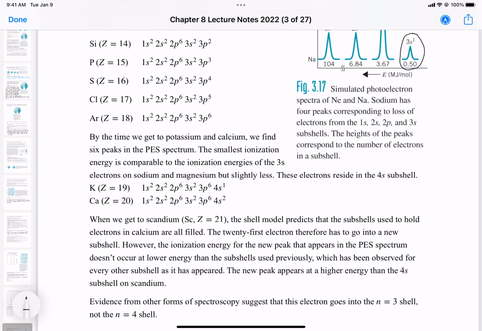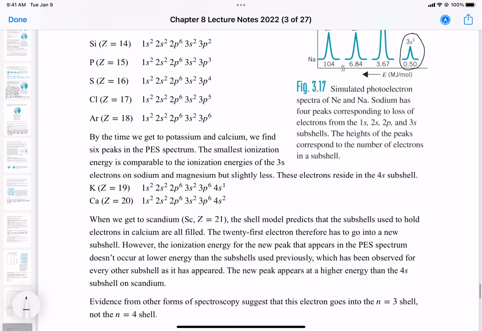However, when we get to scandium, our model should predict that it should go into a new energy level, right? Because the 4s is now occupied. So where should scandium's 21st electron go? It has to go into a new subshell. If it went to a new energy level, we would expect it to be higher in energy than the 4s.